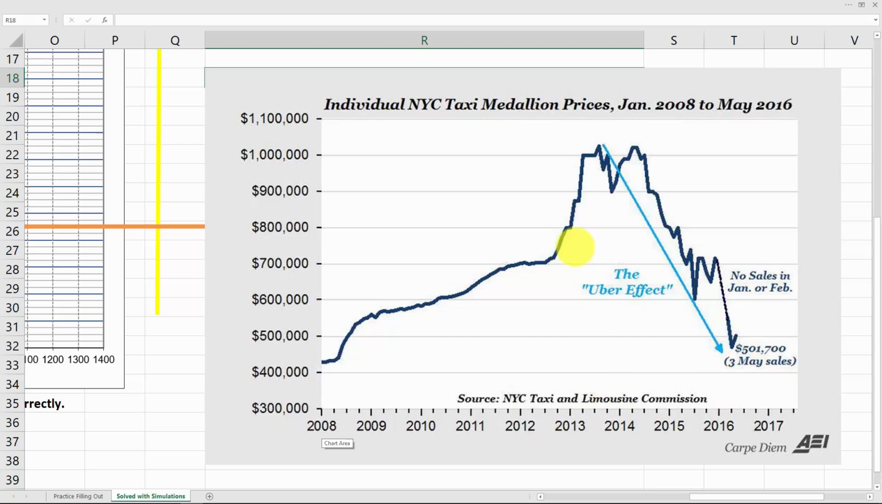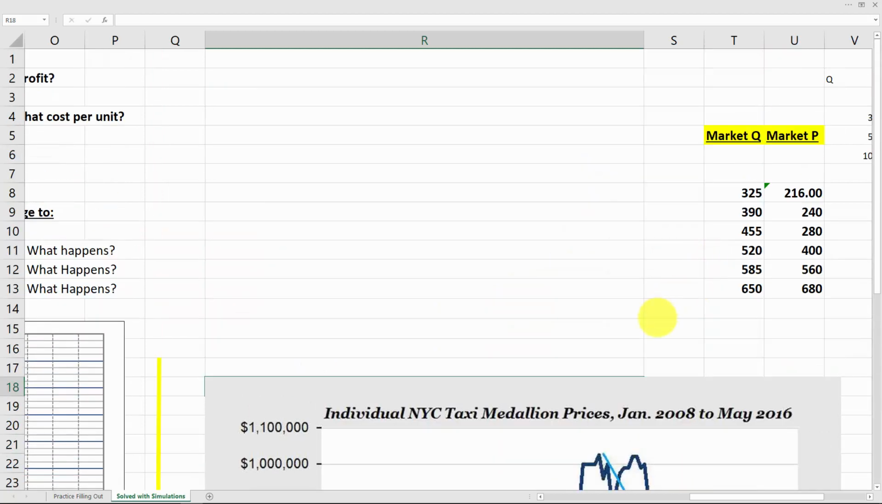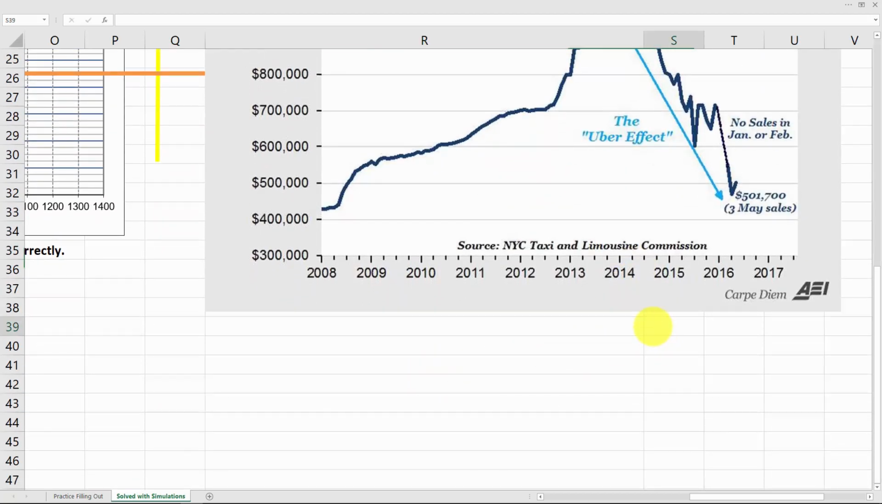Now let's think about the real cost of this. If you wanted to drive a cab, what are you going to do? Well, at least back in 2013 or 2014, you're going to have to come up with $1 million in order to buy that medallion.